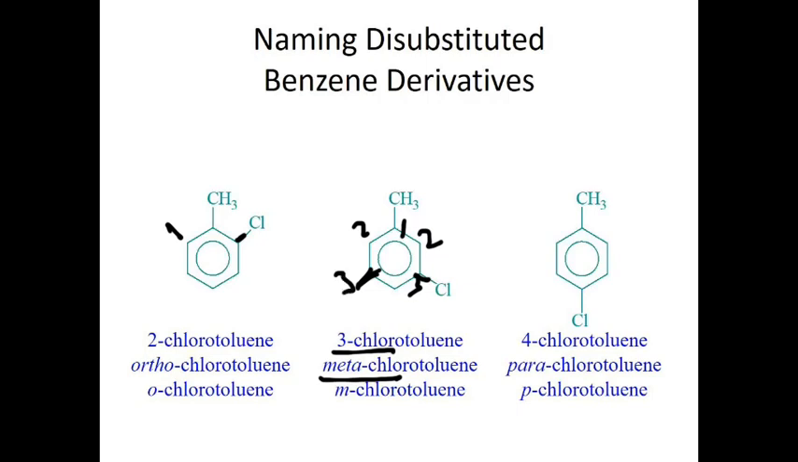And then if you're all the way across from the methyl group of the toluene, you could say that's 4-chloro. Or we could also say it is para-chlorotoluene. Isn't that a bummer? All these possible ways to name things. And then to make it even worse, ortho can be abbreviated as O. Meta can be abbreviated as M. Para can be abbreviated as P.